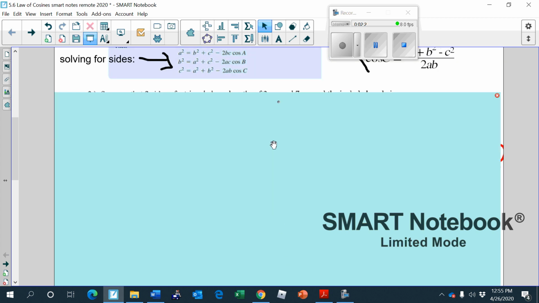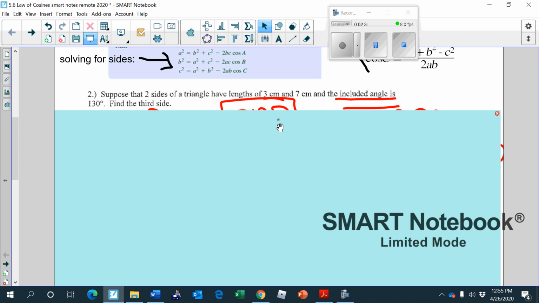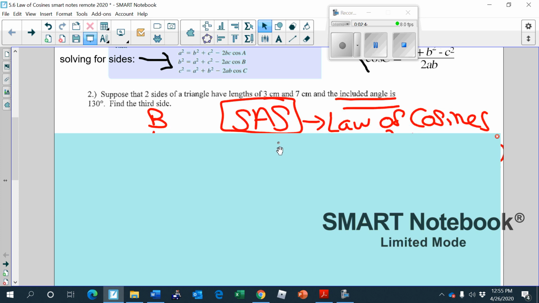What I want to do with the first example, do you see it says that suppose that two sides of a triangle have lengths of 3 centimeters and 7 centimeters, and the included angle is 130 degrees. Find the third side. When I talk about the given information, remember, you have two sides and the included angle. So that means you have side, angle, side. Because we have side, angle, side, we know we have to use the law of cosines. Does that make sense?